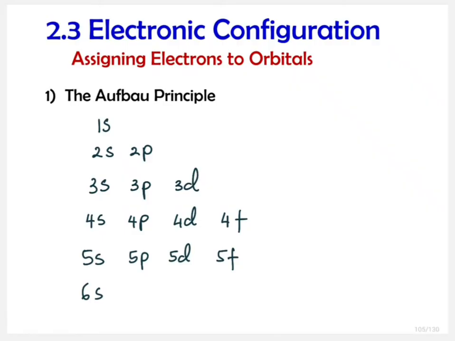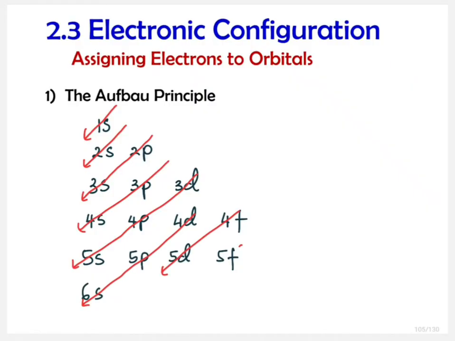Jadi boleh pause dulu video ni and then cuba salin dulu apa yang saya tulis di dalam page untuk slide ini. Okay, so kita akan buat satu arrow. So first arrow 1s, and then 2s. Next arrow 2p, 3s. Next arrow 3p, 4s. 3d, 4p, 5s. 4d, 5p, 6s. Okay, 4f and 5d. Next is 5s.